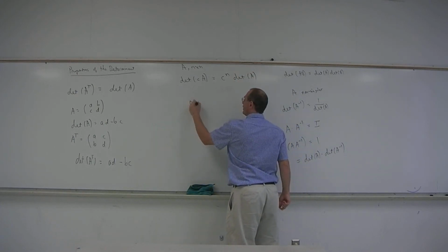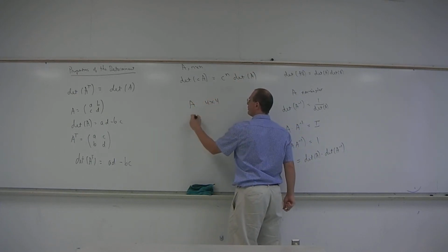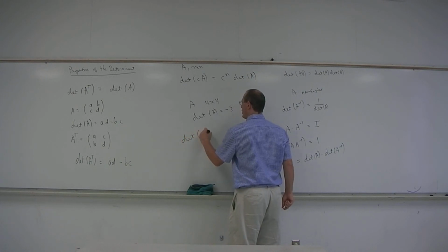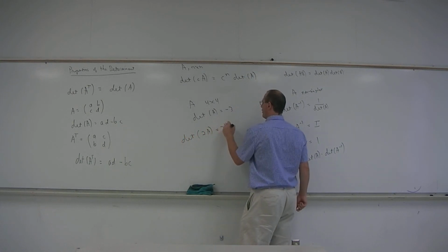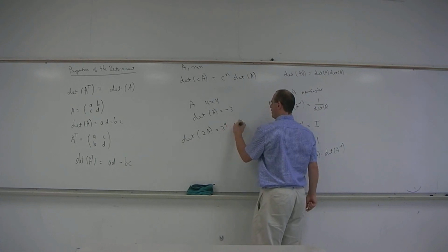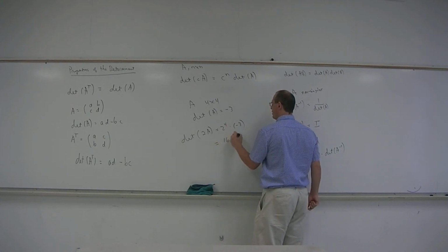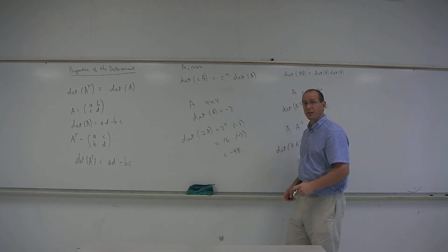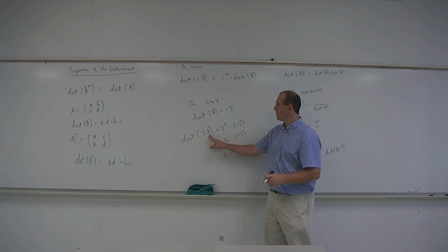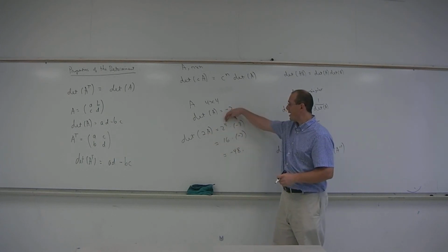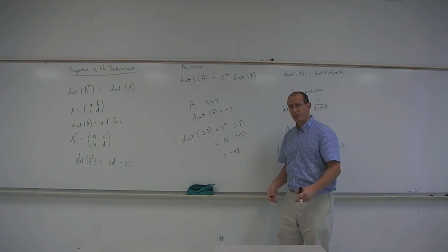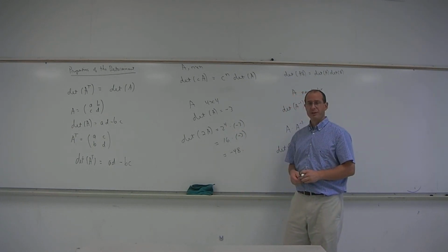So if A is a 4 by 4 matrix, and the determinant of A is -3, then the determinant of 2A will be 2 to the 4th times -3, which would be 16 times -3, and that's -48. So the determinant of a multiple of a matrix is the multiple to the power of the size of the matrix times the determinant of the original matrix.